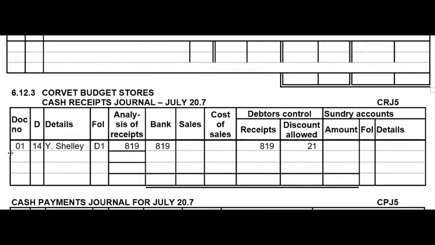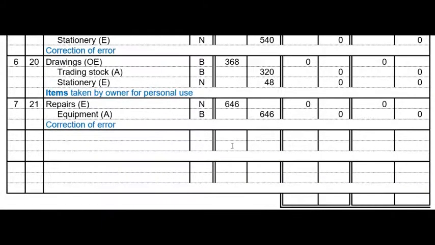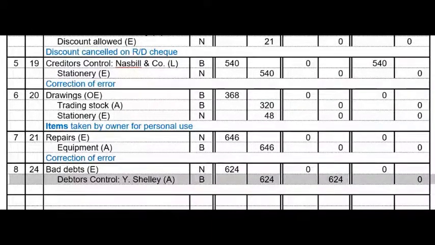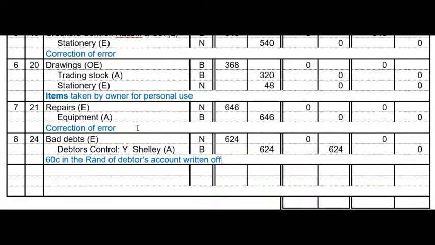Okay, so the amount that we actually receive from her estate will go to the CRJ. It will be receipt number 2. It's 416 Rand. Okay, and it will count as debtors control receipts. And then the amount that must be written off will go to the general journal. It's journal voucher number 8. Bad debts will be debited. Debtors control will be credited. And you can say 60 cents in the rand of debtors account written off, or you can just say account written off. You don't have to say that 60 cents in the rand. I just like to be very thorough.